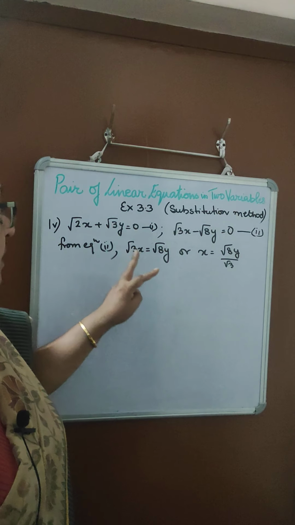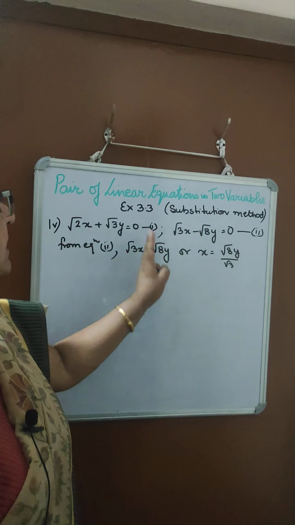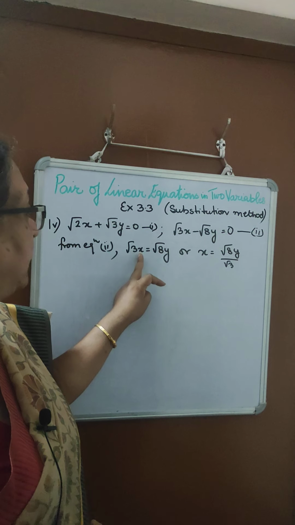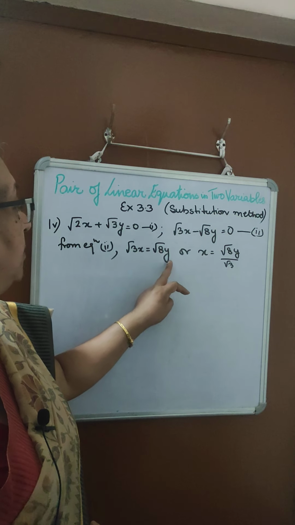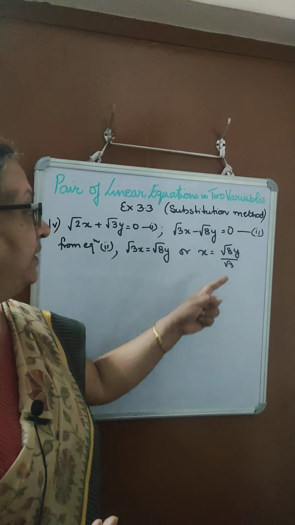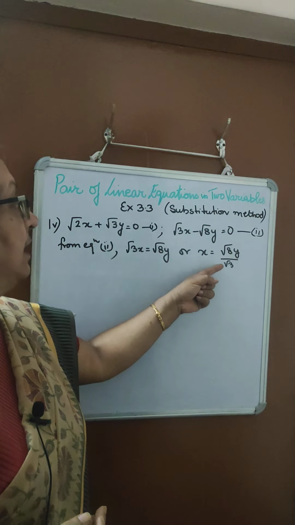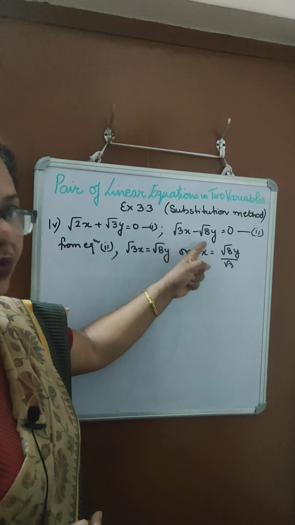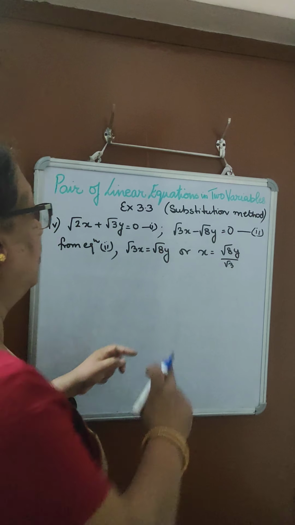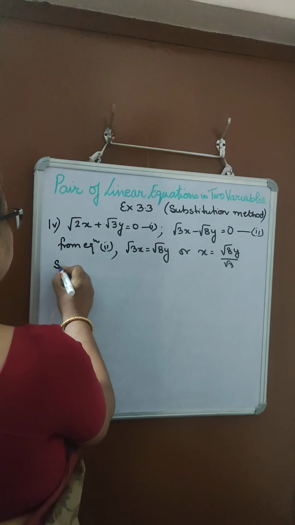From equation 2, root 3x is equal to root 8y, or x is equal to root 8y by root 3. Okay. Root 3x is, we take this on the other side, so equal to root 8y. From this x will be equal to root 8y by root 3. Next step, what do we do? We substitute this value of x. Now since we got it from equation 2, we will substitute this in equation 1. So next step, substituting.